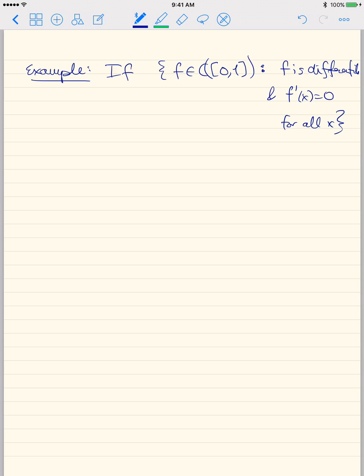All right, so if we define some set S to be all the functions in C01 such that that function is differentiable and its derivative is equal to 0 for all x, is S a subspace? Would you say this counts as an example of the sort you have in mind?